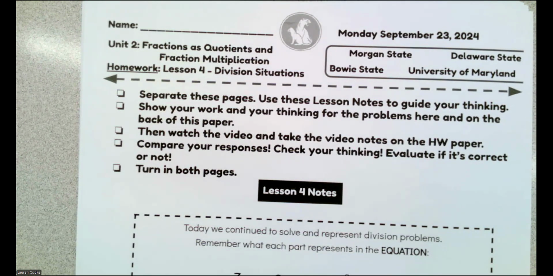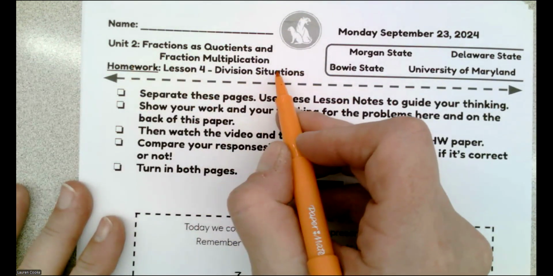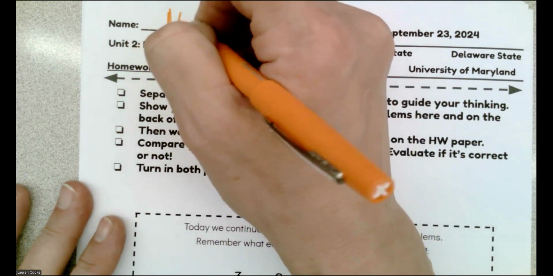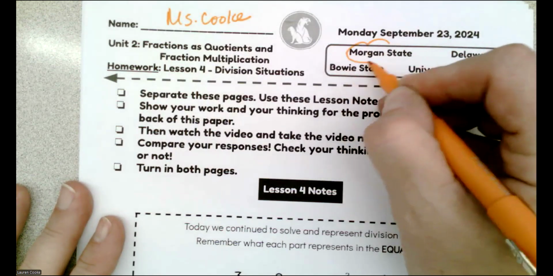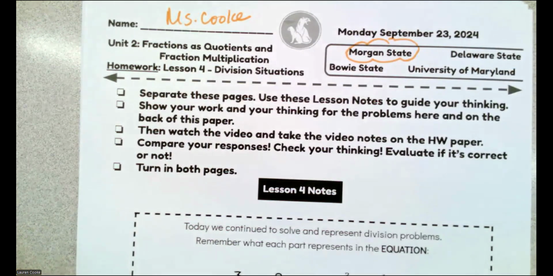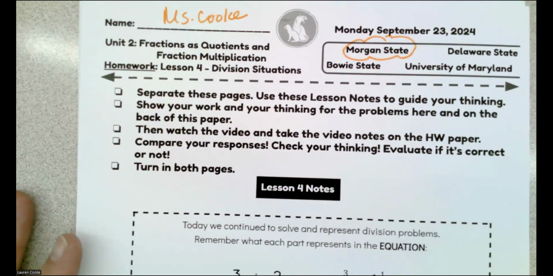Okay. But we have started off the year really strong. So let's get moving. We are in unit 2. We are on lesson 4, division situations. We're going to write our name. Today I'm going to be Morgan State. And I just want to check out this equation.